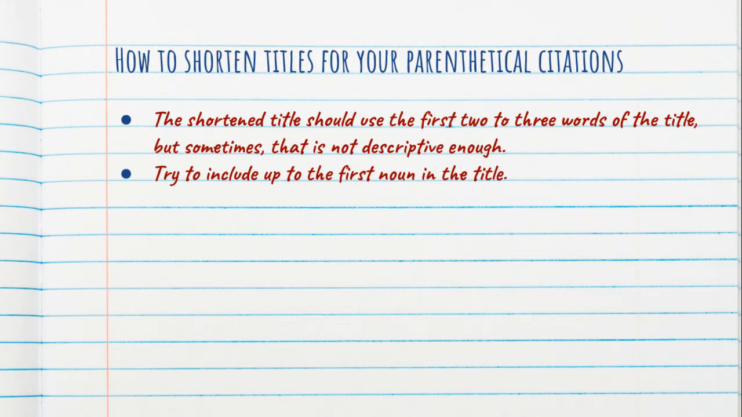The shortened title should use the first 2 to 3 words of the title, but sometimes that's not descriptive enough. So try to include up to the first noun in the title, but also you can use your discretion. Whatever makes the most sense phrasing wise to put inside of the parenthetical citation, you will probably be able to see that by looking at the title.